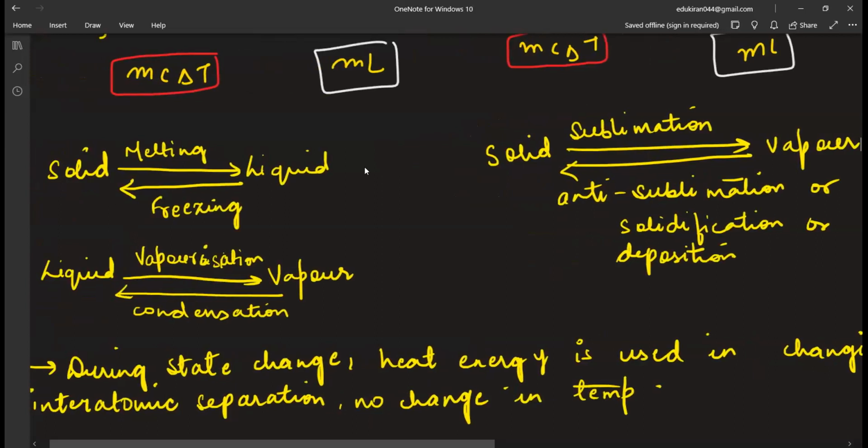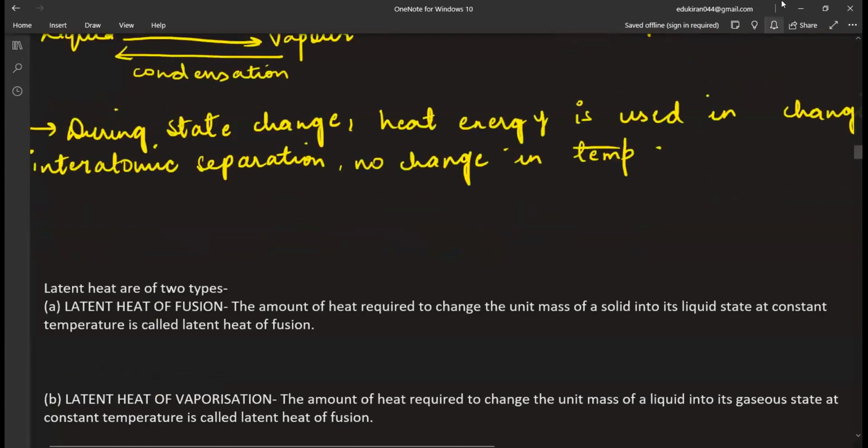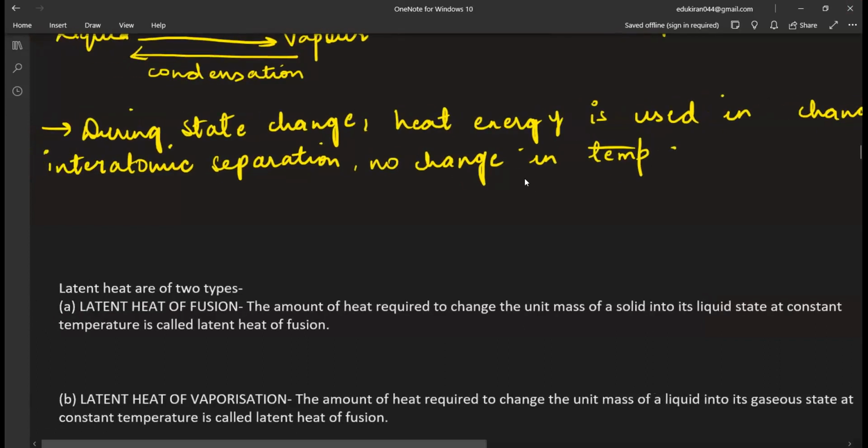This is not very important. This won't come separately to write as a definition, but in the questions of latent heat, it can be mentioned. So that's why I'm telling. All right. Just remember that during the state change, heat energy is used in changing the interatomic separation, with no change in temperature.